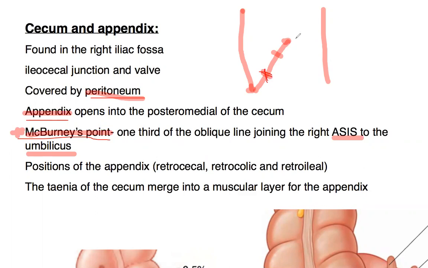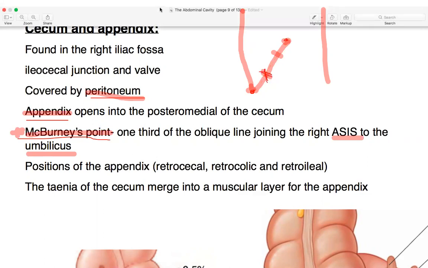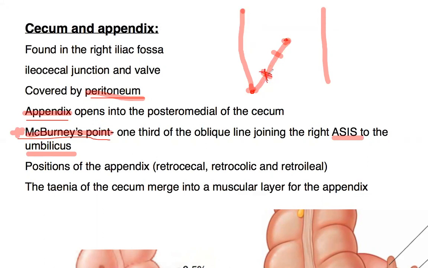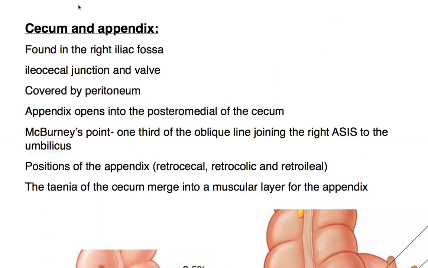Basically, you draw a line between the umbilicus and the anterior superior iliac spine, and you divide the line into 3. And the first 1/3 is McBurney's point. Okay? So it's 1/3 of the distance between the anterior superior iliac spine and the umbilicus. This is one thing that you need to know, McBurney's point.